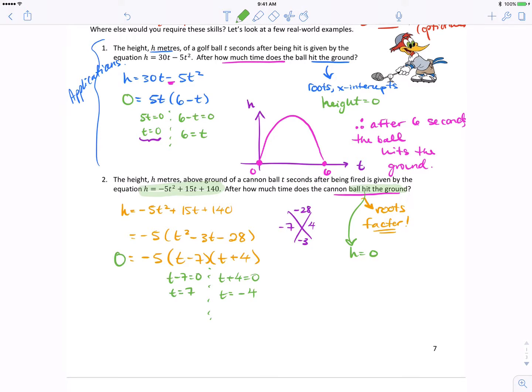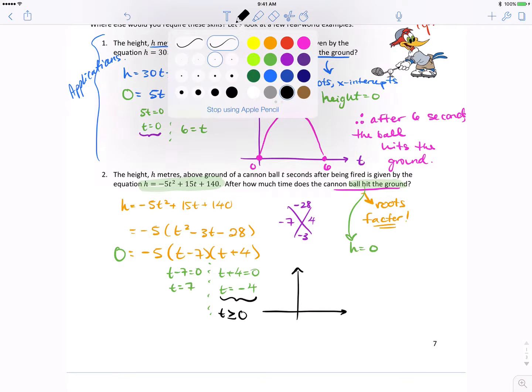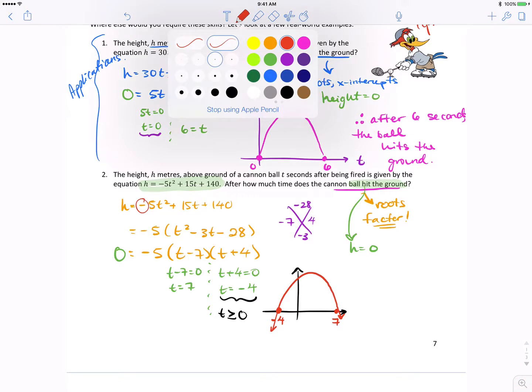Positive 7, negative 4. Now this is something really important. One of these values is negative. I know that time has to be greater than 0, right? I can't have negative time. So if I were to just draw this out, it says that one of my roots is at negative 4, and one is over here at positive 7. Okay, I know that it's negative, right? Concave down. That's what my function looks like.